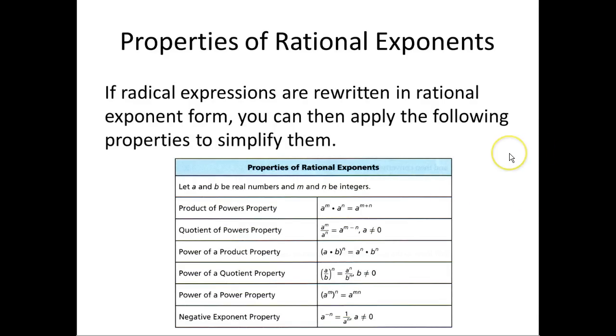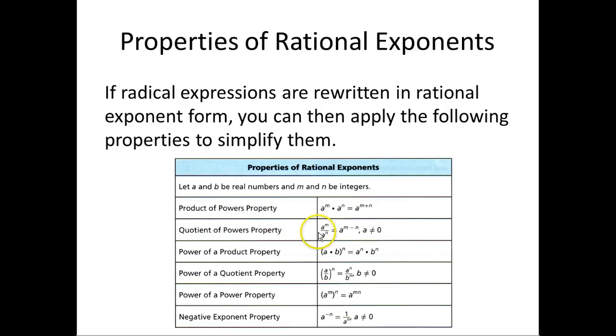Okay, so here are some properties of rational exponents that we can use to simplify expressions that are in radical form in order to rewrite them in rational exponent form. These are things that we already learned from the last lesson, part 1. We already learned that if you have a product of powers like you have here with the same base, then you essentially just add the exponents. That's called the product of powers property.